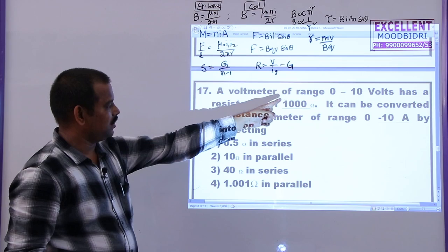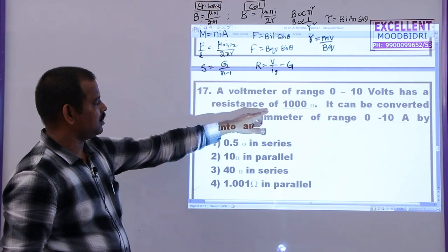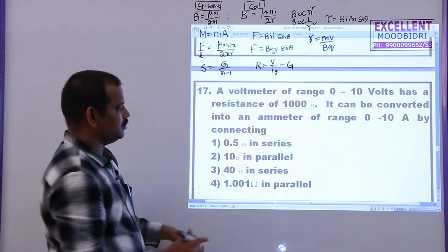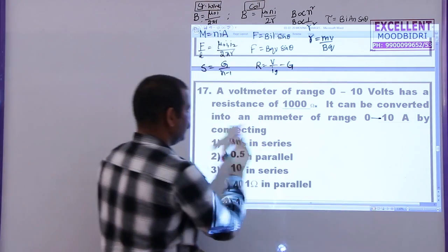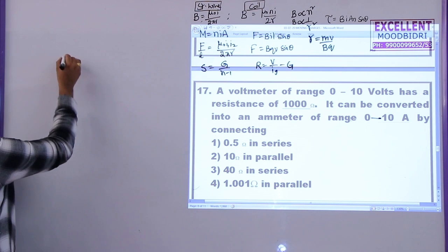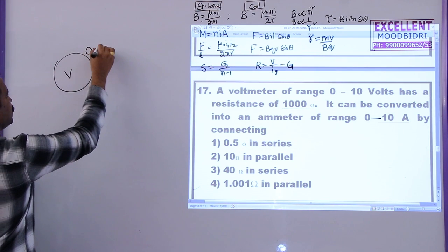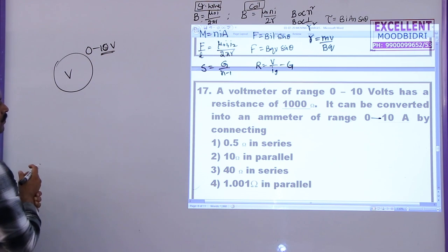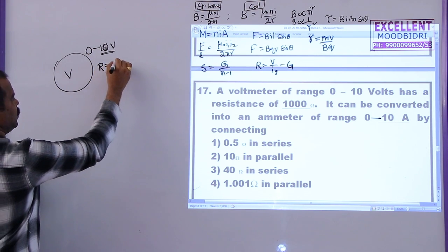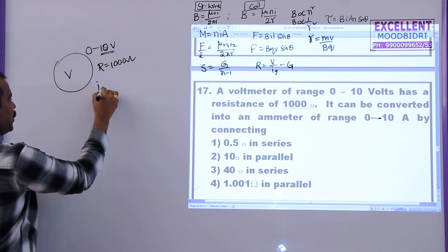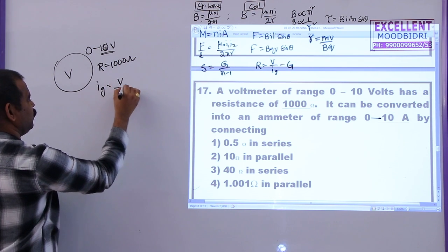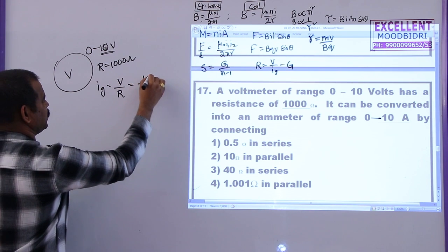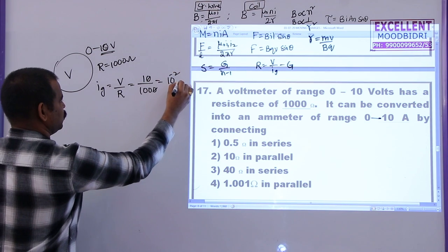17. A voltmeter of range 0 to 10 volts has a resistance of 1000 ohms. It can be converted to an ammeter of range 0 to 10 amperes by connecting this much. So first a voltmeter is given. The voltmeter range is 0 to 10 volts here. That means it can measure a maximum voltage of 10, and the resistance of this one is 1000 ohms. So what is the current that can be passed through this one? This is given by V by R, that is V is equal to 10, R is equal to 1000. So this will be 10 power minus 2 amperes.